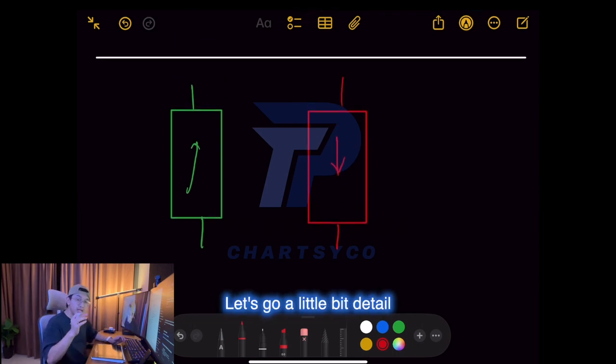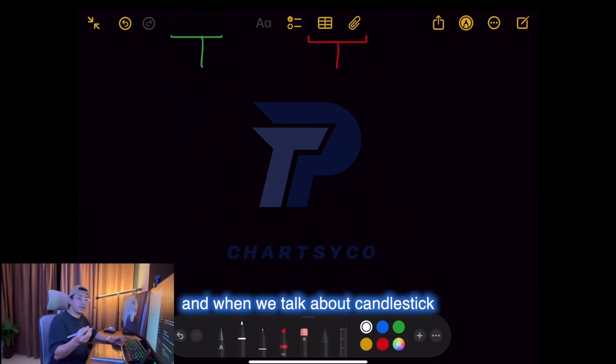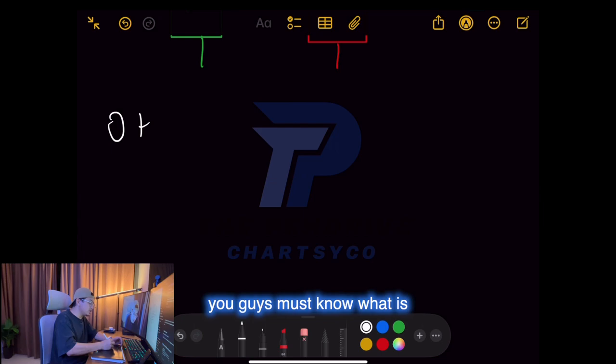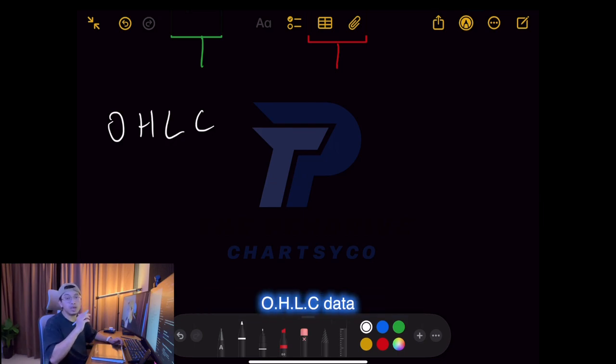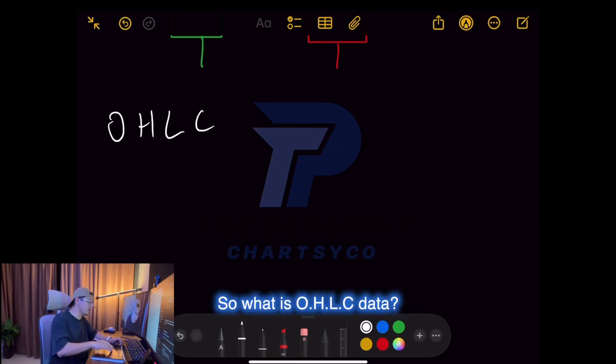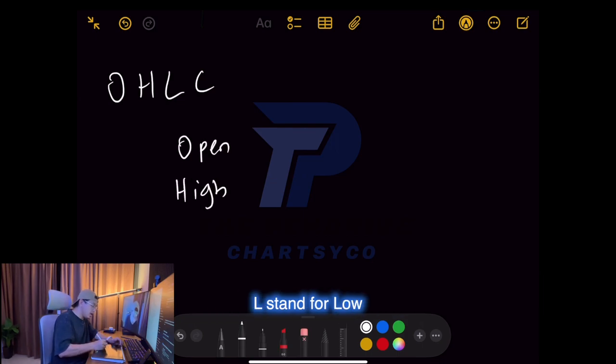Let's go into a little more detail about candlesticks. You might be thinking this is a very basic thing, but no, this is the first chapter that you need to master before you understand more about technical analysis. And when we talk about candlesticks, you must know what OHLC is. If you go to MetaTrader, there's a setting you can open to see the OHLC data. So what is OHLC data? O stands for open, H stands for high, L stands for low, and C is for close.